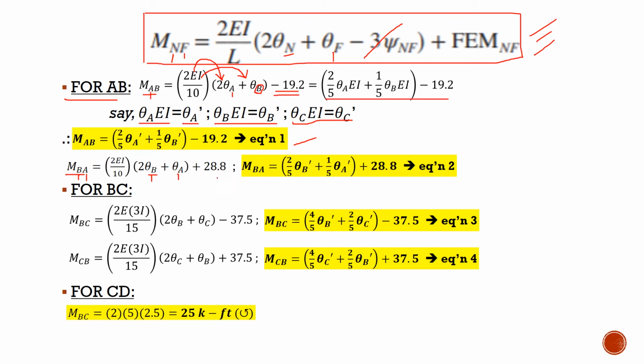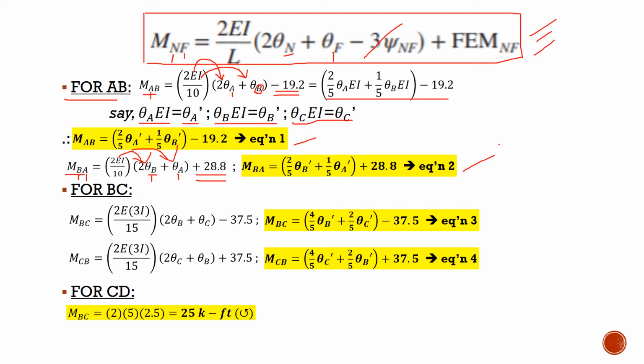Okay, then plus the FEM 28.8, then distribute. So distribute, and you have this equation. For MBA, 2 over 5 theta B prime plus 1 over 5 theta A prime. That is for AB. For a segment, you should get two equations, so MAB and MBA are reversed.